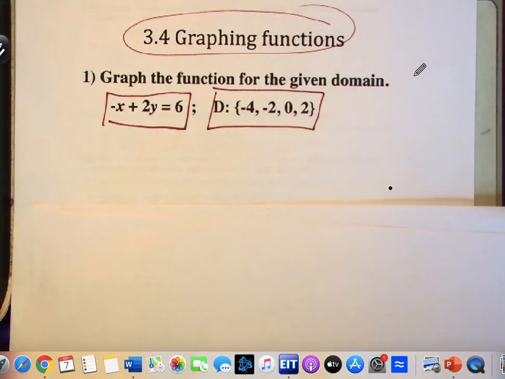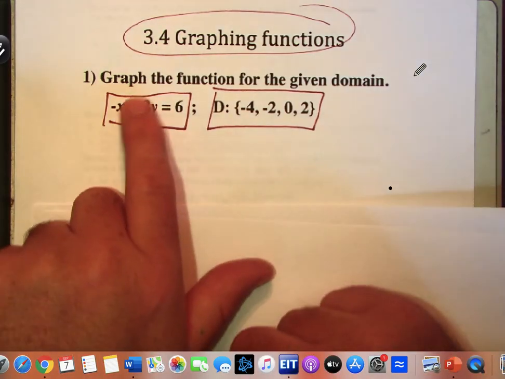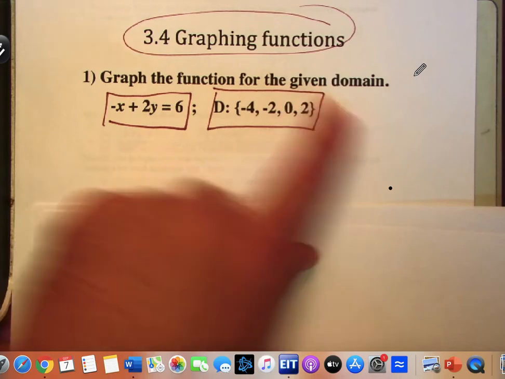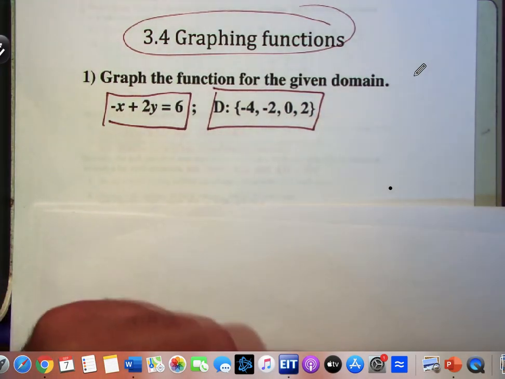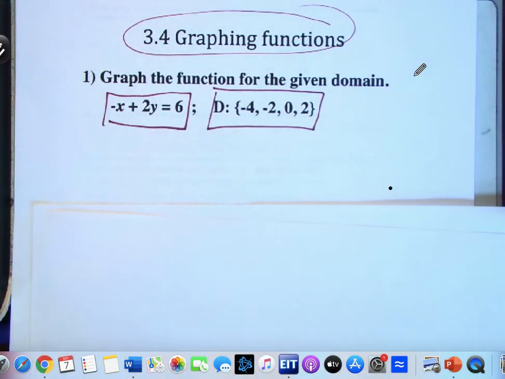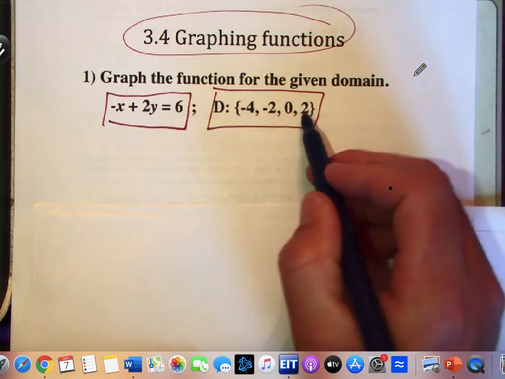Okay, so we're going to be asked to graph functions, okay? And this is the directions. It's going to say graph this function for the given domain. Okay, so here's our function: negative x plus 2y equals 6. And then it gives us this domain.